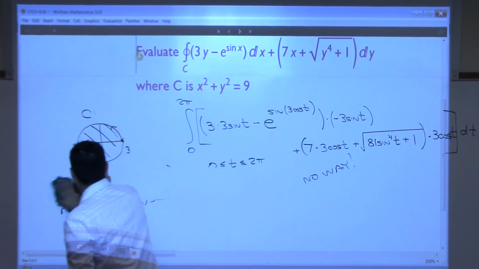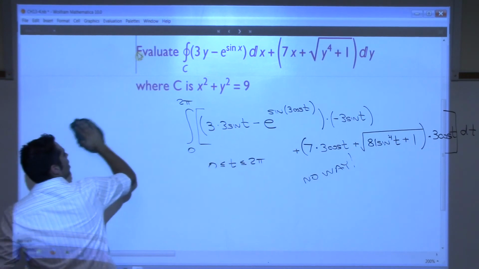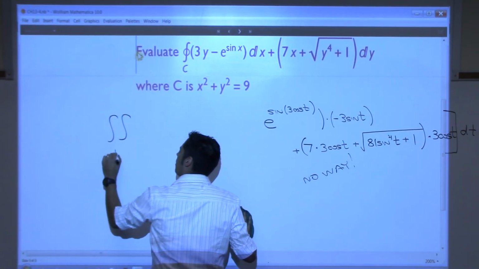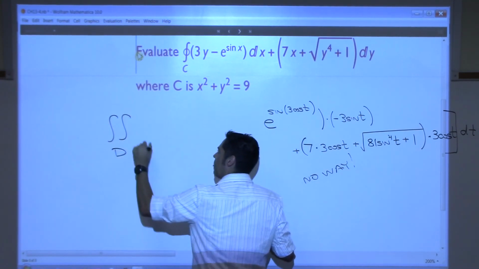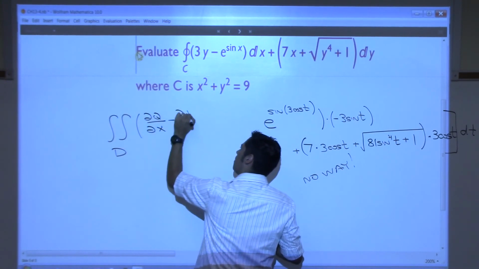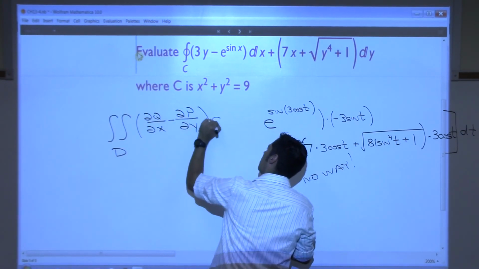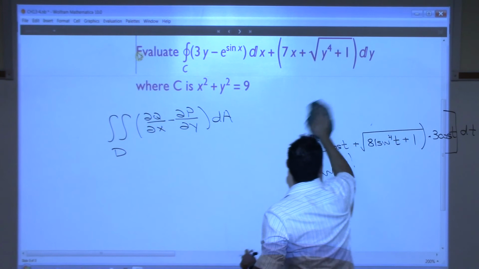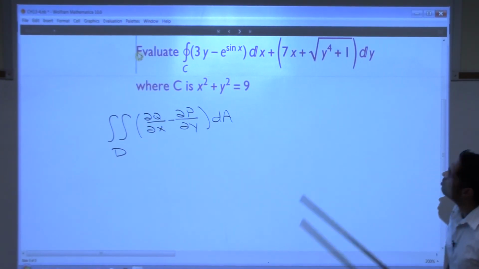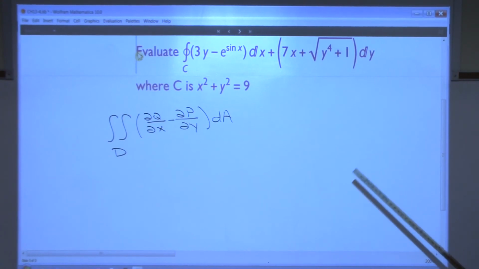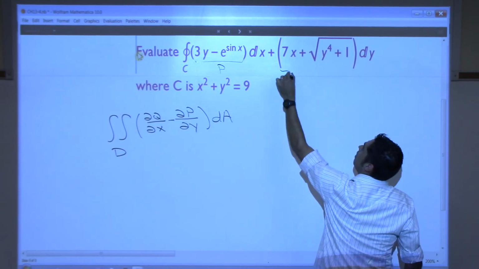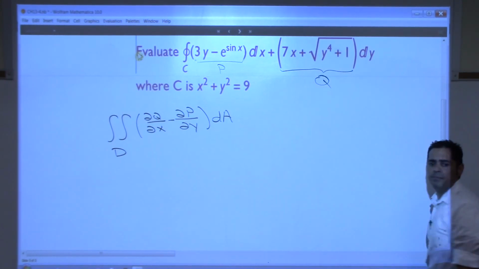So using Green's theorem, all I need to be able to do is convert this to the double integral over the region that it's enclosing of the partial of q with respect to x minus the partial of p with respect to y with respect to area. And what is the p function? Yeah, this whole thing, right? That's p. And this right here is your q, right?